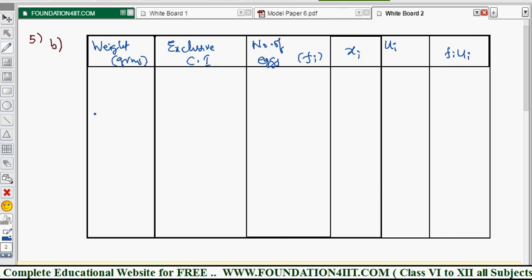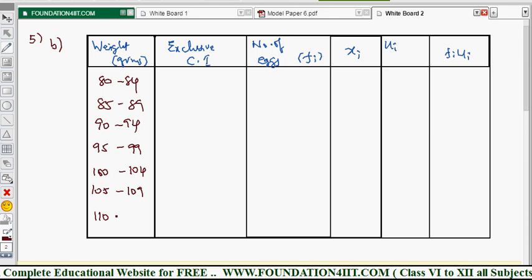So the weight in grams is 80 to 84, 85 to 89, then 90 to 94, 95 to 99, 100 to 104, 105 to 109, then 110 to 114. This is the weight, and the frequency is given.